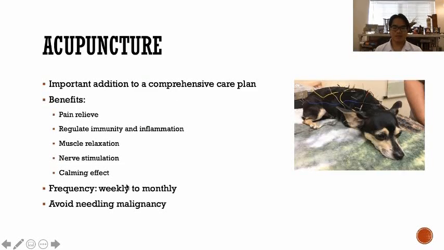Another modality commonly utilized in patients with palliative care and hospice care is acupuncture. I use it a lot because most of the palliative care and hospice care patients need additional pain relief. So acupuncture can definitely help with that. It relieves pain, regulates immune cells, immunity, and inflammation, relaxes muscles, stimulates nerves, and also has a calming effect. You can do it weekly or monthly. When it is a mass that you're treating, you need to avoid needling the malignancy area.